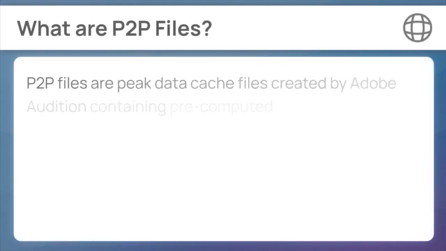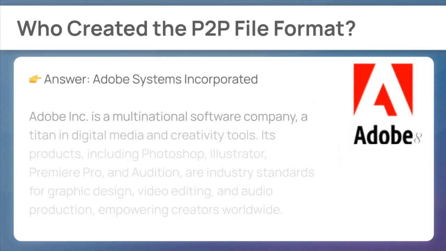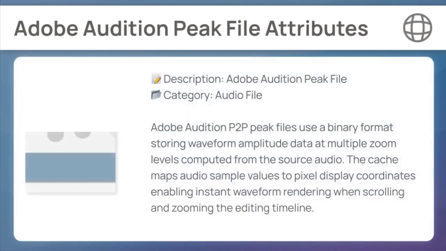P2P files are peak data cache files, created by Adobe Audition containing pre-computed audio waveform display information. They accelerate waveform rendering in the editing interface by caching the visual representation of audio files for instant timeline display without real-time computation. Adobe Audition P2P.